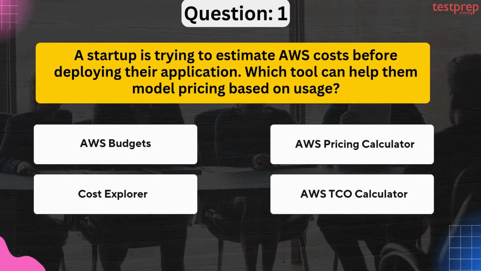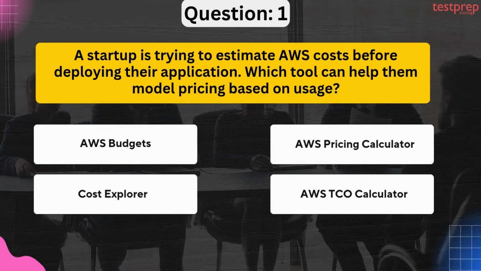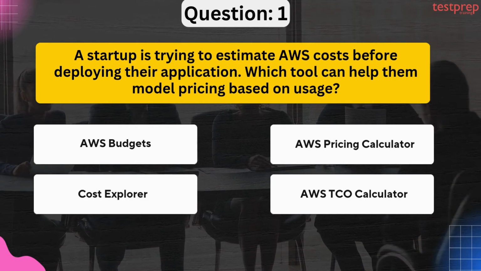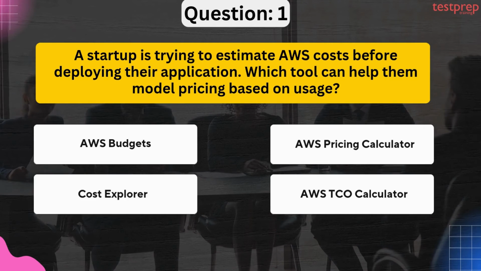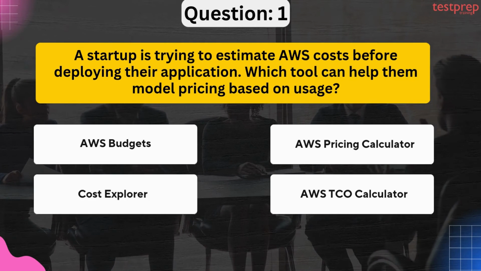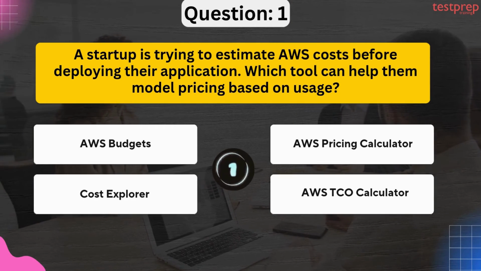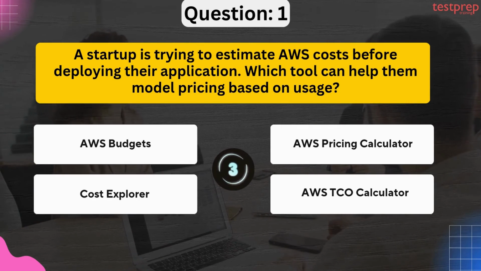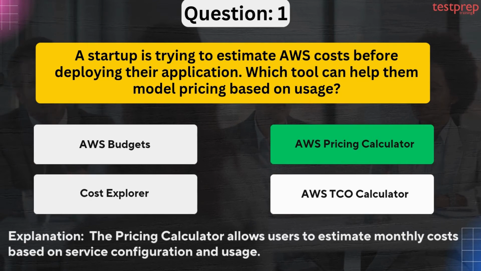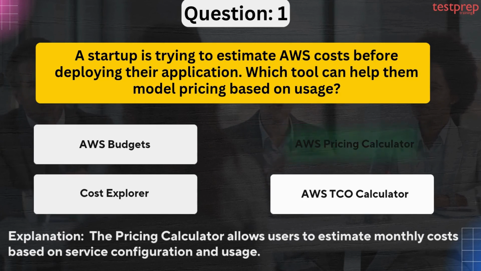Question 1. A startup is trying to estimate AWS costs before deploying their application. Which tool can help them model pricing based on usage? The correct answer is AWS Pricing Calculator. The Pricing Calculator allows users to estimate monthly costs based on service configuration and usage.